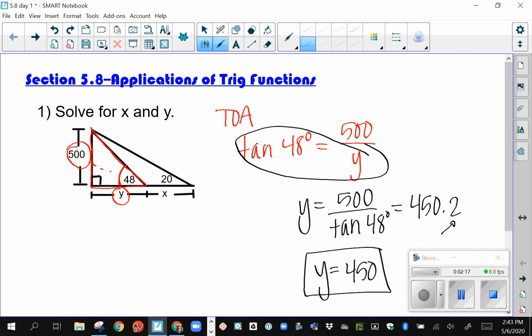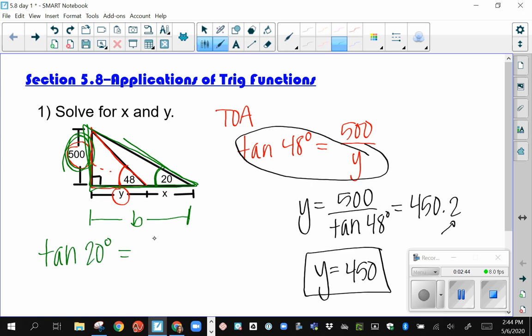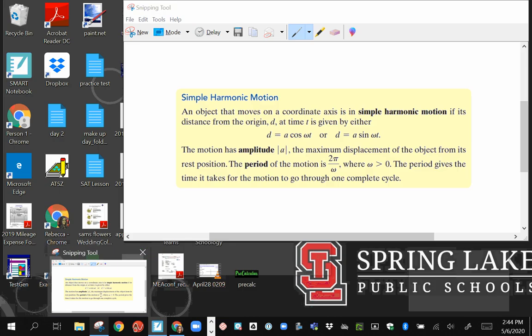Okay, so the next thing I'm going to do is visualize the other triangle. That's the larger triangle. And just for laziness' sake, I'm going to call that whole length B for base. I know information about the 20-degree angle. I have information about the opposite leg. I want information about the base. So guess what? We're using tangent again. Tangent of 20 degrees is equal to 500 divided by my entire base. Using that crossing the bridge method, 500 divided by the tangent of 20 degrees.